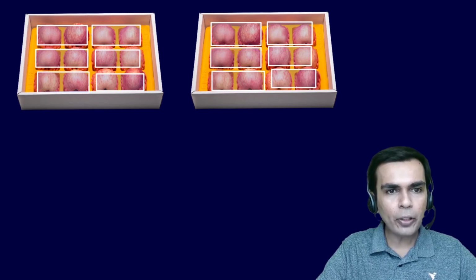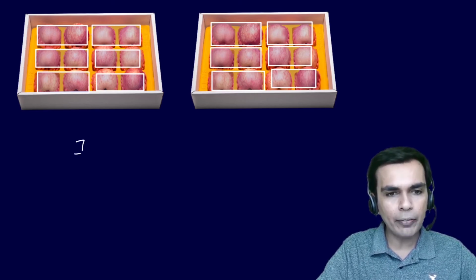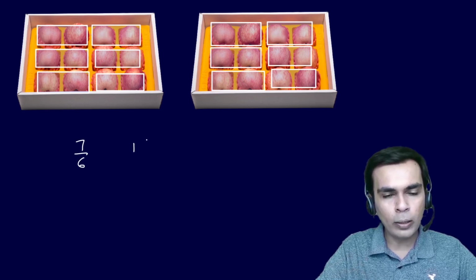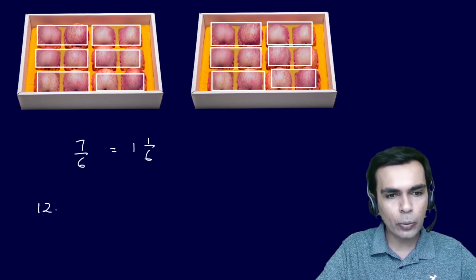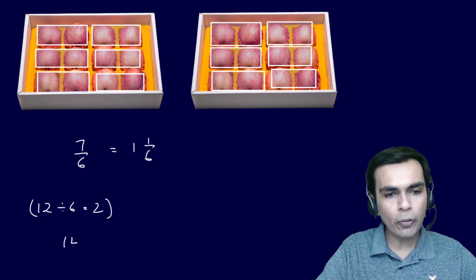So let's say if I have to give away 7 of these groups. So can I say 7 sixths? Of course, 6 sixths, as we have discussed before, 6 by 6, that's one whole. And other than that, we have one more sixth. And of course, each of the sixths is 12 divided by 6, which is 2 apples. Therefore, 7 times 2 is 14. Therefore, 14 apples will go.